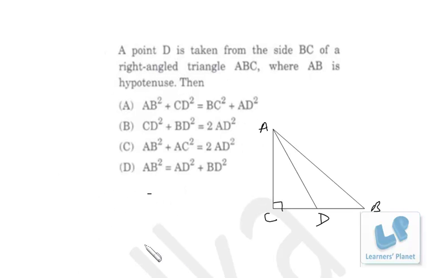Now see this question. A point D is taken from the side BC of a right angle triangle ABC, where AB is hypotenuse. Then we have to find out the relationship among AB, CD, BC and AD, right? So now to make the problem simple, what we can do is take comfortable values of AB, AC, BC and CD, right? So I assume the triangle ABC, the sides must be 3, 4 and 5, right? Because they are Pythagorean triplets, so that can be easily calculated.